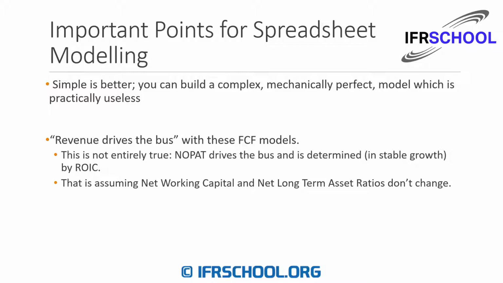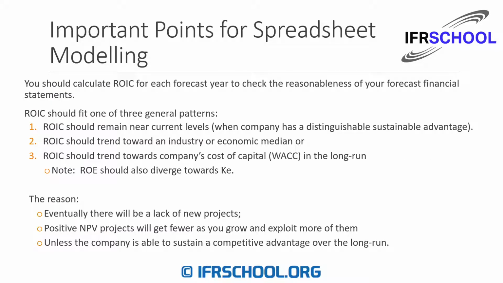This is not entirely true. NOPAT drives the bus, and NOPAT is determined in stable growth by return on invested capital. This is assuming the net working capital and net long-term asset ratios don't change. After you've finished forecasting financial statements over the forecast period, you should calculate the implicit return on invested capital for each forecast year. This is necessary to check the reasonableness of your forecast financial statements.